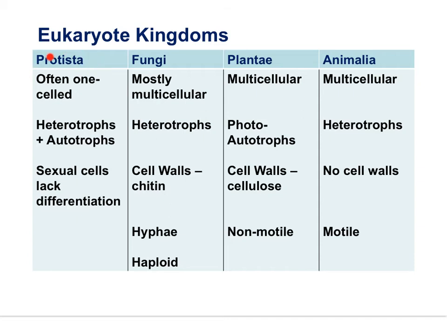We have the protistans: one-celled, heterotrophs, autotrophs. Their sexual cells lack differentiation. We have the fungi, mostly multicellular. They're heterotrophs, varied feeding, cell walls formed of chitin. They have hyphae, and their body is haploid in chromosome number. We have the plants, multicellular, photoautotrophs, cell walls composed of cellulose, mostly non-motile. We have the Animalia, the animals: multicellular, heterotrophs, no cell walls, and motile.